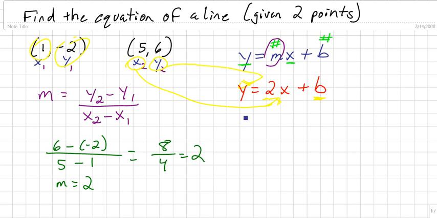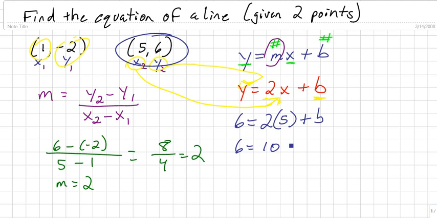So I had the y value, in this case, according to this ordered pair, is 6 equals 2 times the quantity, in this case x is 5, plus b. So I have 6 equals 2 times 5 is 10, plus b. And I subtract my 10. Whatever I do one side, I got to do the other side. Again, the reason I'm subtracting is I'm trying to solve for b, isolate my b. So I end up with a -4 equals b.